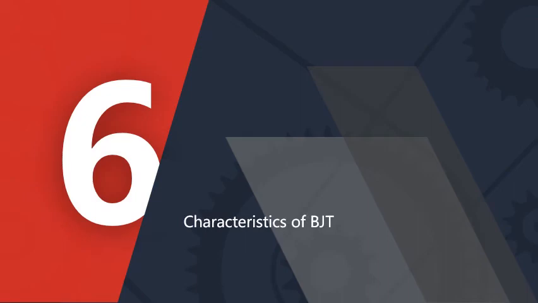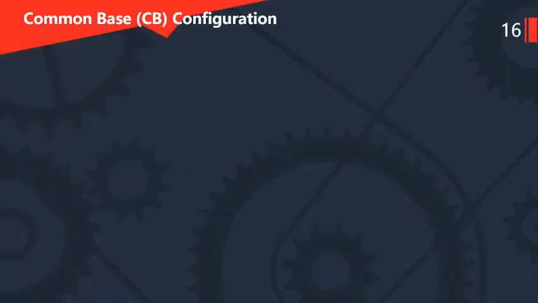The next topic is characteristics of BJT in different configurations. First is the common base configuration.